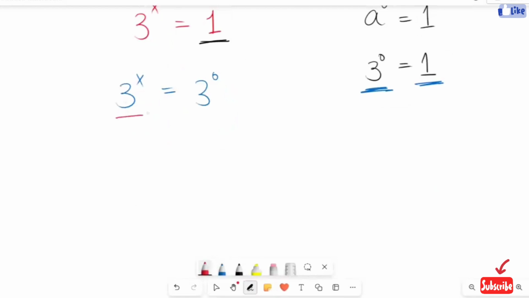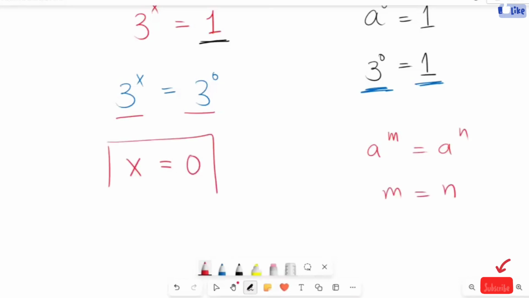Here we have the same bases: a to the power of m is equal to a to the power of n, so m is equal to n. So same as here, x is equal to 0. So this is our second x value.